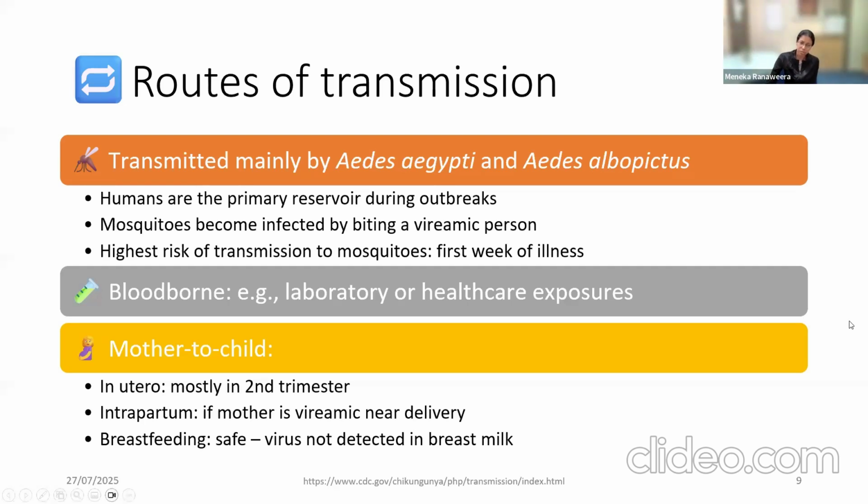Then the other important route of transmission is mother to child. This is of course described as well, which can occur in utero as well as intrapartum, especially if the mother is viremic near delivery. No reports of breastfeeding being a problem.